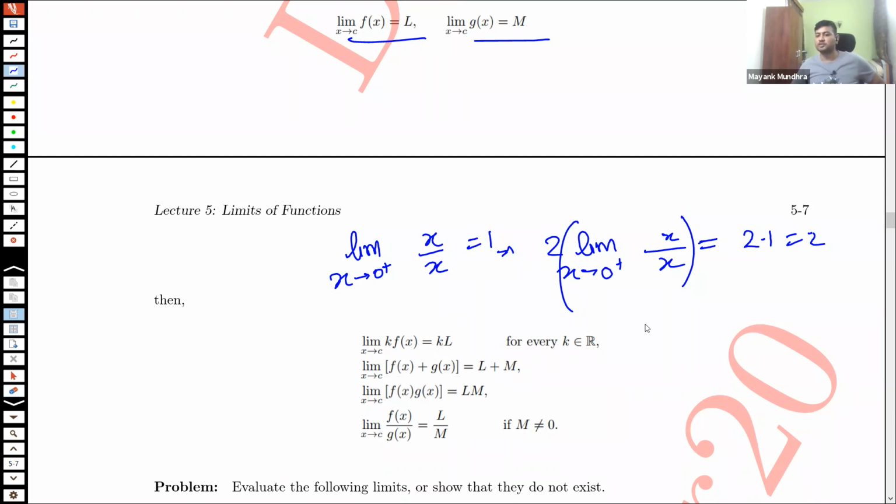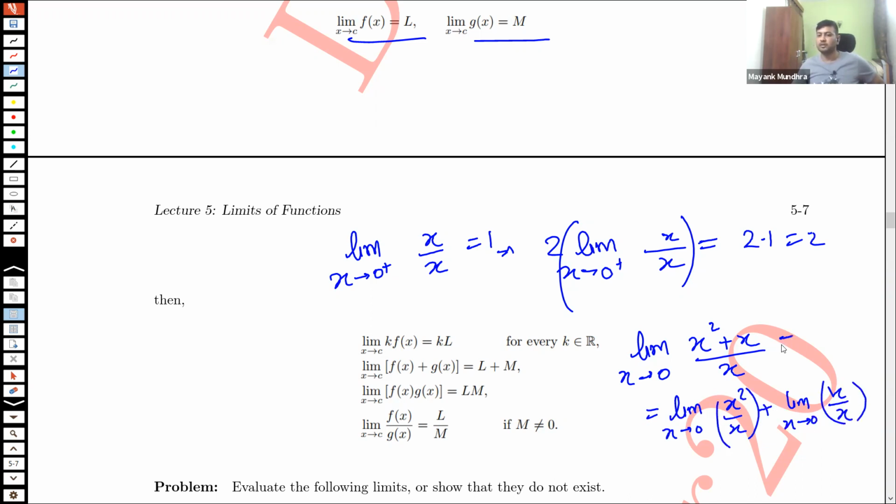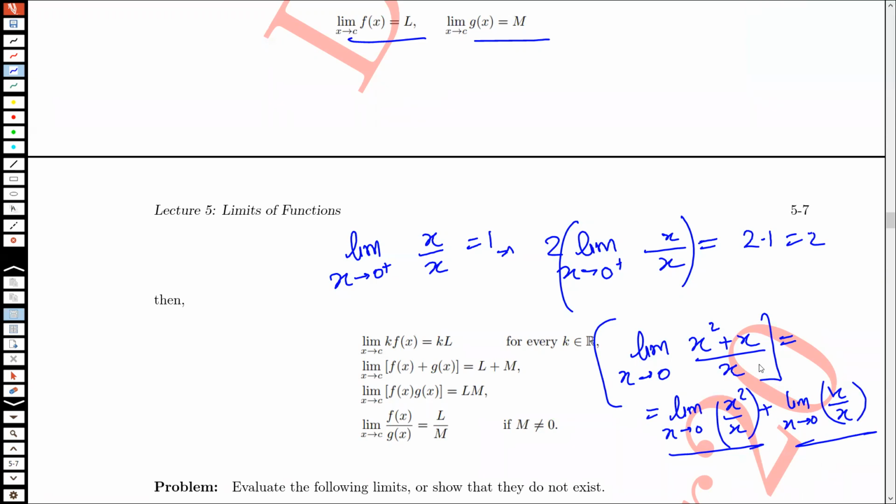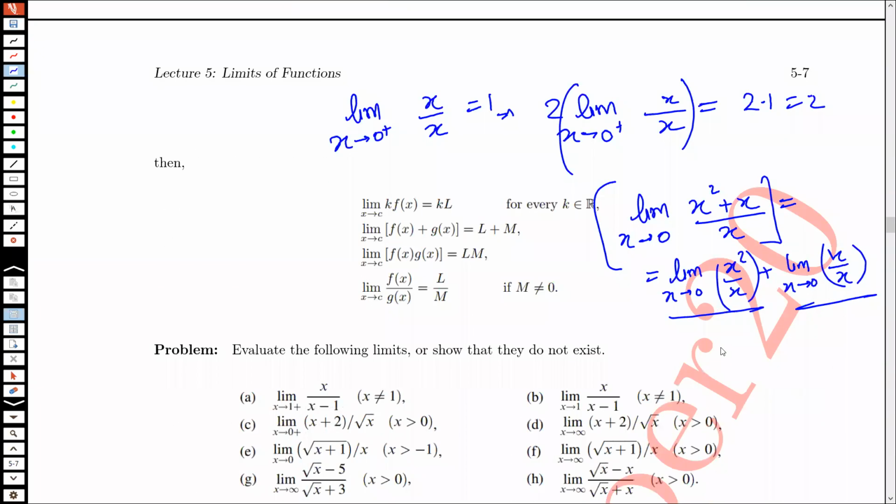When you add two functions, if I want to find limit x square plus x by x, x tending to 0, you can break it down as limit x tending to 0, x square by x plus limit x tending to 0, x by x. So this question is to you, Akshi. What is going to be this limit? You have to break it down into two different limits here.